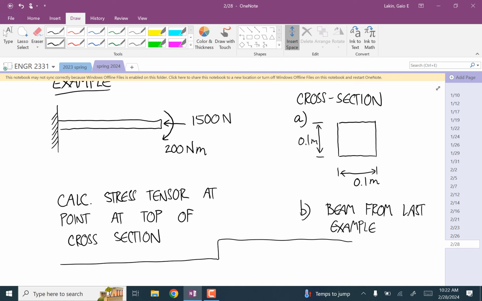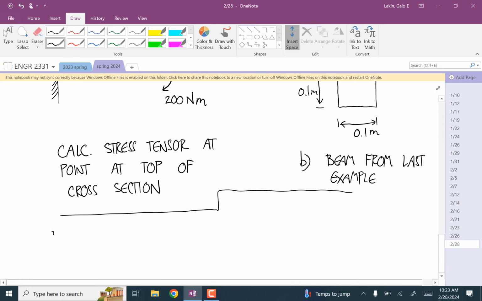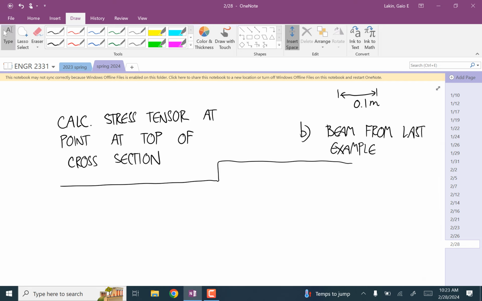So what's the process for this? We're going to calculate the internal loads. We're going to calculate the internal tension and the internal bending moment. And then we're going to use the formulas for those two things to calculate a stress tensor. And we'll see the difference between these two different cross sections. Well, first let's just do the internal loads calculation. That's going to be the same for both of them.